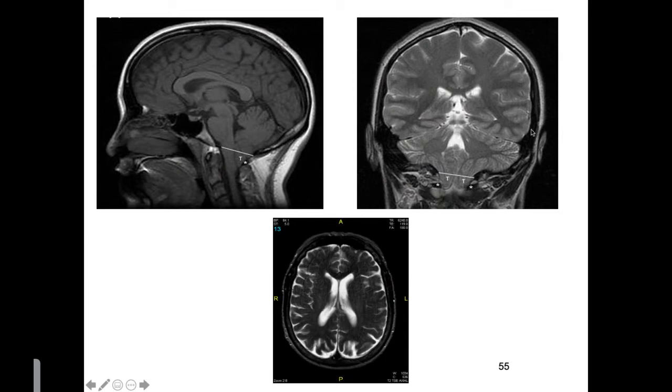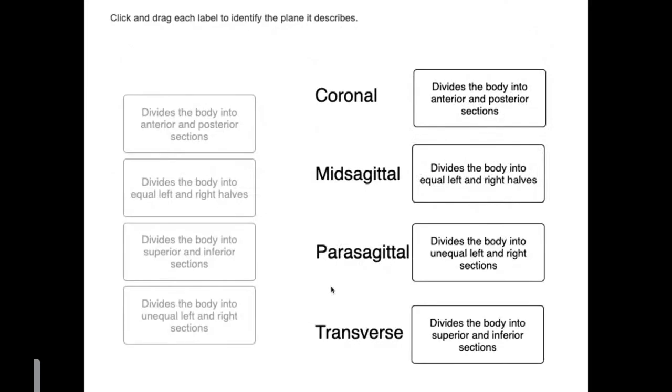So this is a sagittal plane. This is the person's left and right. So this is a coronal plane or frontal plane. And then here are the ventricles to look at cerebral spinal fluid. So this is a transverse plane.